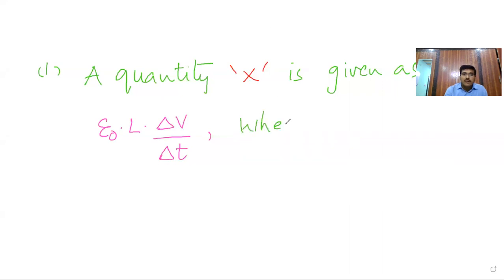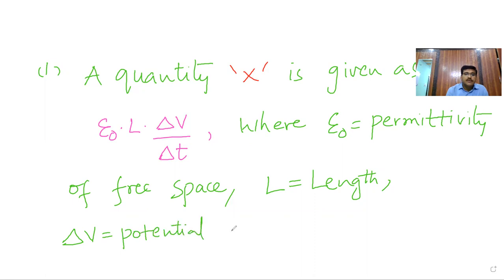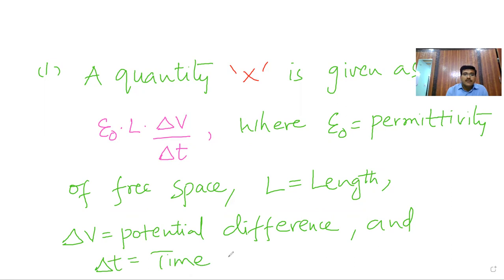where epsilon is permittivity of free space, L is length, delta V is potential difference, and delta T is time interval.